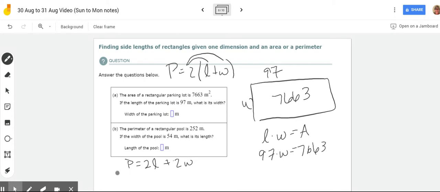What is the perimeter? 252. What do we have? The width. So we don't have the length. That's what they're asking for. 2 times 54. And then you would solve that.